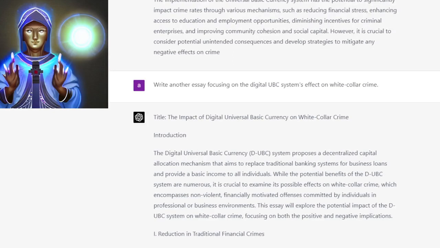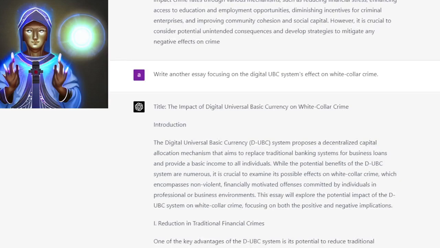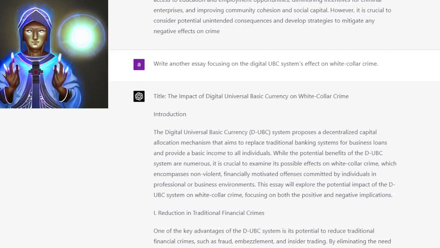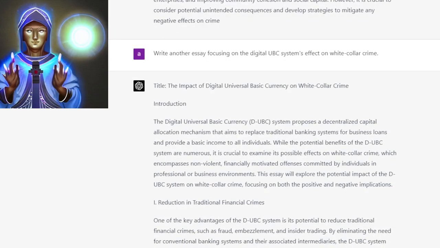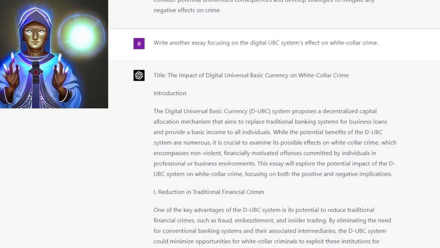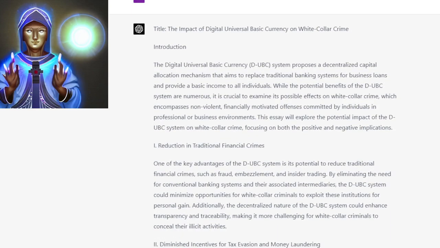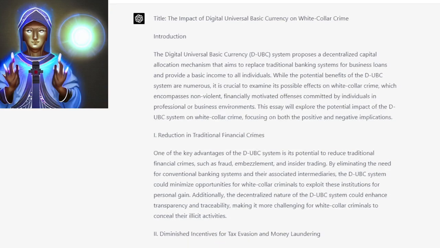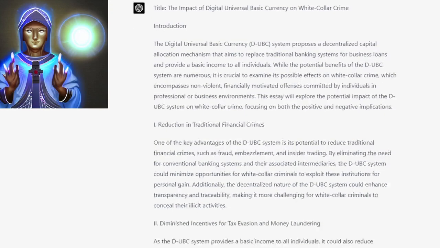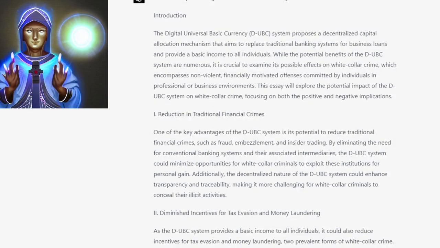While the potential benefits of the DUBC system are numerous, it is crucial to examine its possible effects on white-collar crime, which encompasses nonviolent, financially motivated offenses committed by individuals in professional or business environments. This essay will explore the potential impact of the DUBC system on white-collar crime, focusing on both the positive and negative implications.